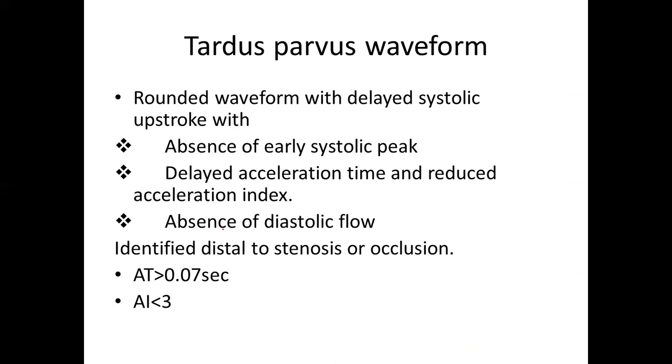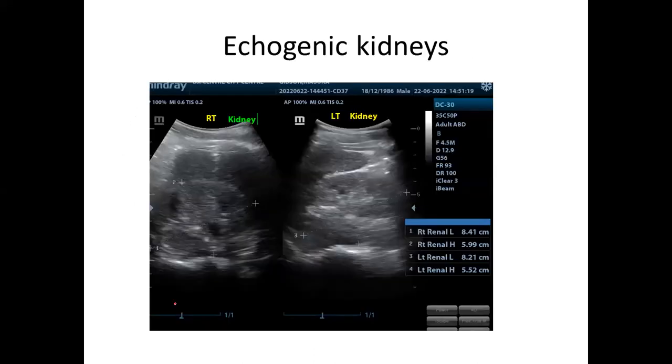Okay, we also have absence of diastolic flow, right? So these are identified distal to the stenosis or occlusion, whereby the acceleration time will be greater than 0.07 and the acceleration index will be less than 3. So our dy/dx there, or our acceleration index, will be reduced. Some texts may say below 2.7, but below 3 is good.